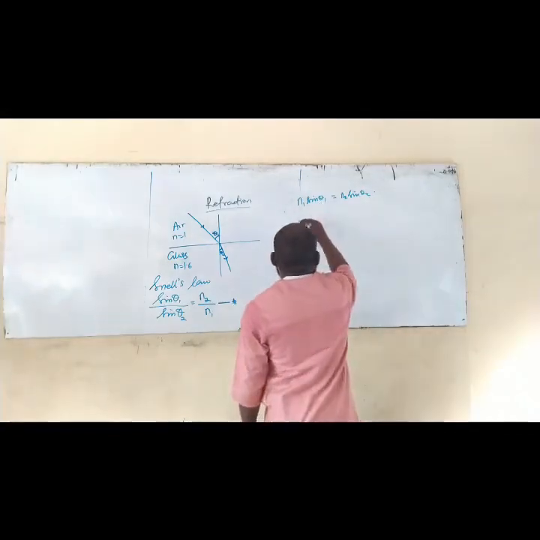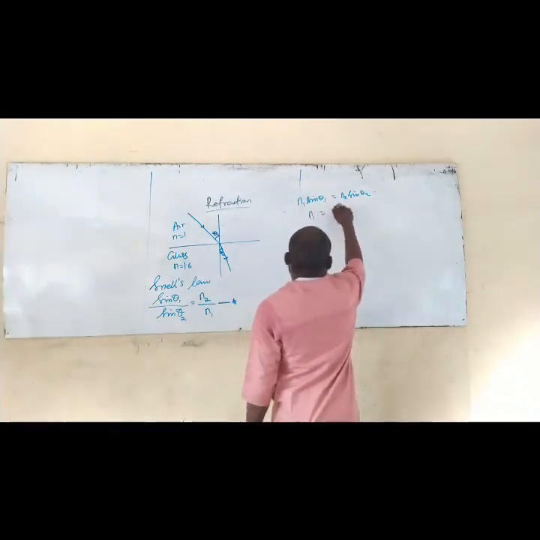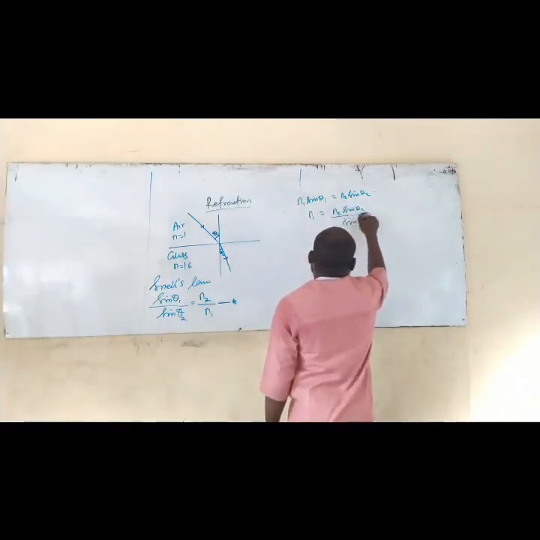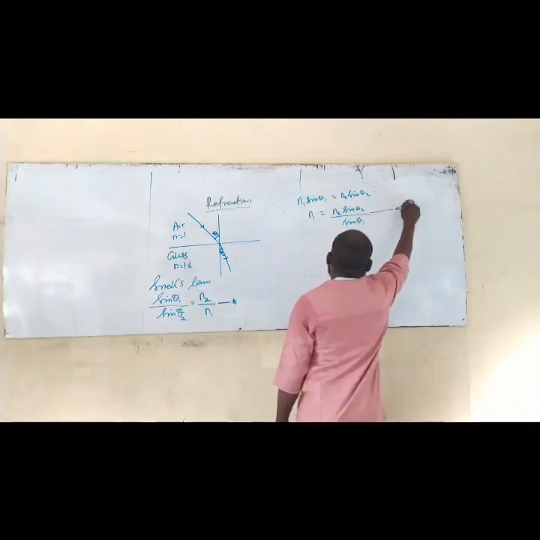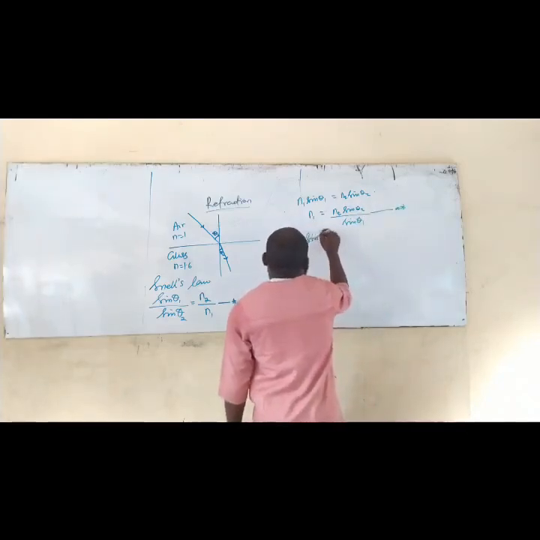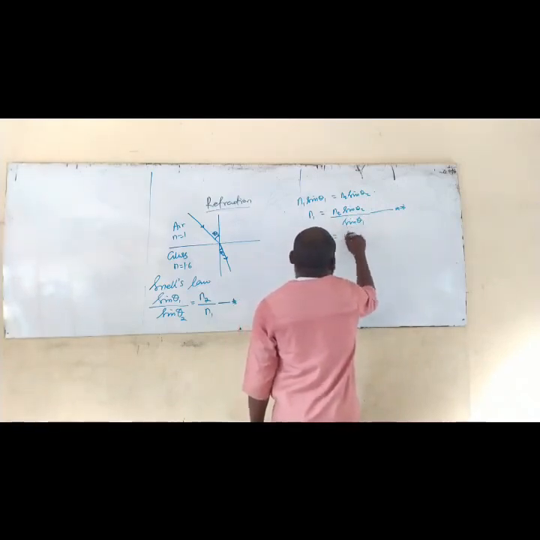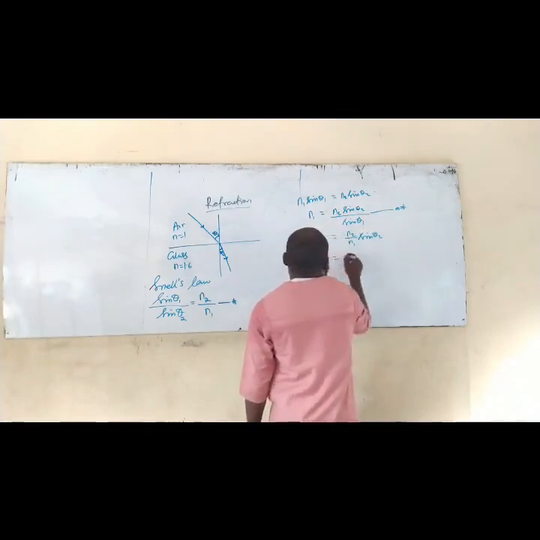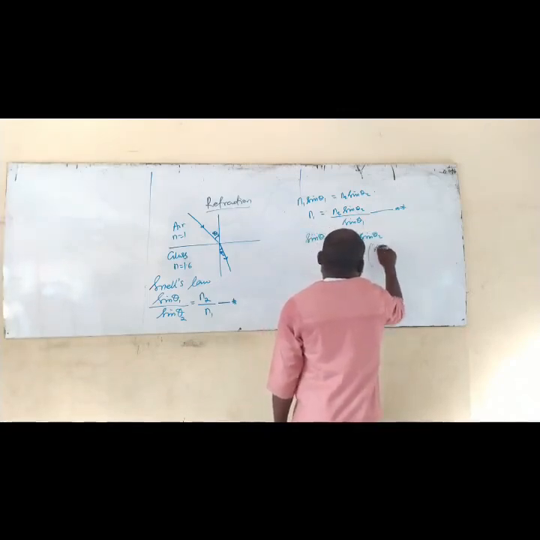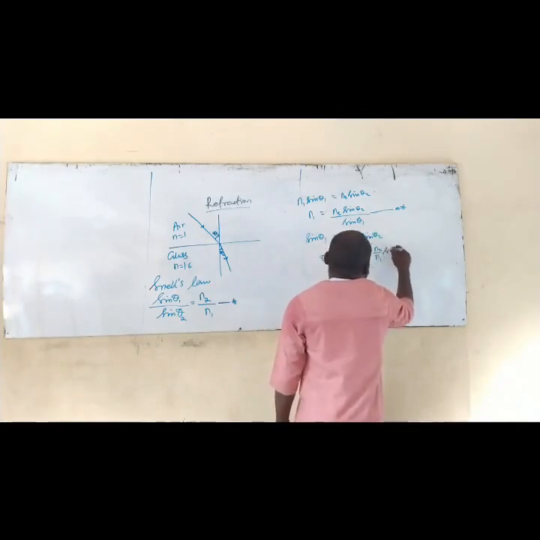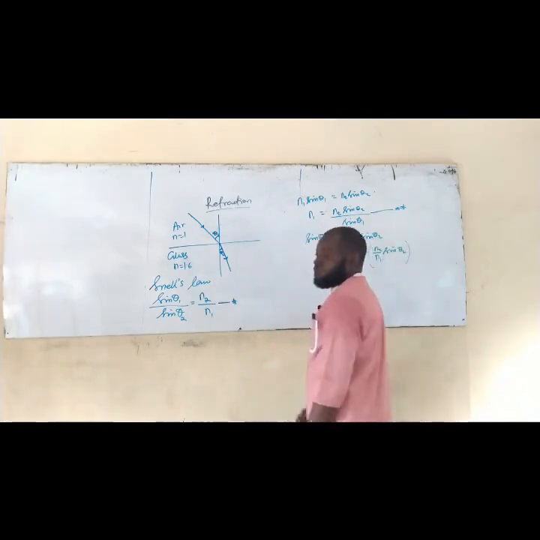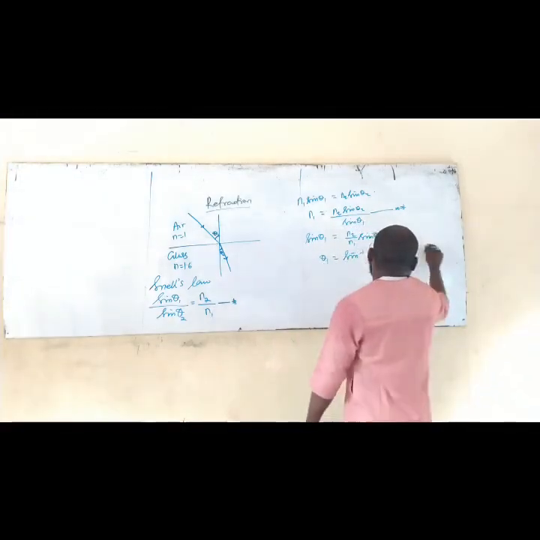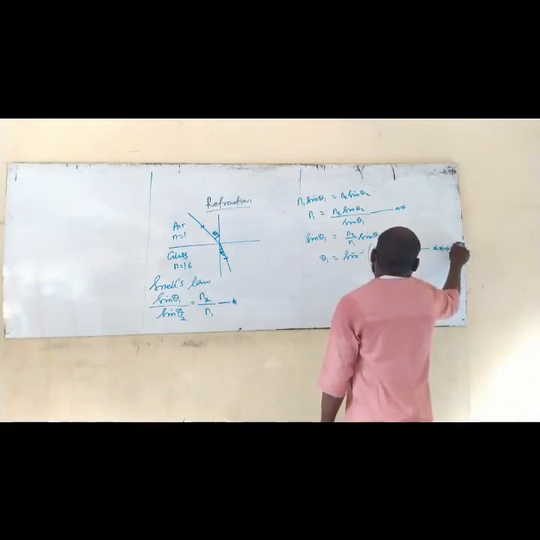So from here, if I'm looking for N1, it will become N2 sine theta 2 all over sine theta 1. I can call this star. And from here, I can say sine of theta 1 is equal to N2 over N1 sine of theta 2, and theta 1 is arcsine of N2 over N1 sine of theta 2. From there, you can get the value of what? Theta 1, that is the angle of incidence. So I can call this star.